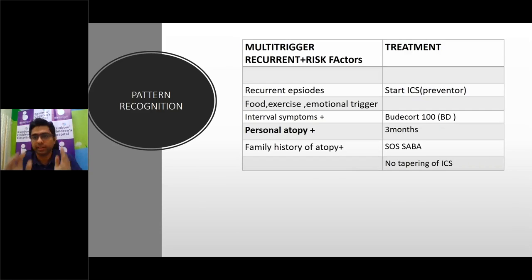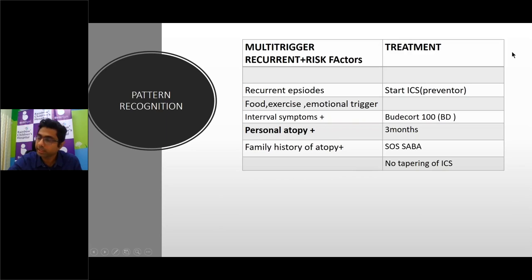The pattern here is a multi-trigger recurrent wheezer according to the old guidelines, or else you can still hold the same here: a multi-trigger wheezer or a wheezer with a risk factor. So recurrent episodes, food, exercise, emotional triggers with interval symptoms, with personal atopy, with a family history of atopy. All these factors make sure that we have to start an ICS.